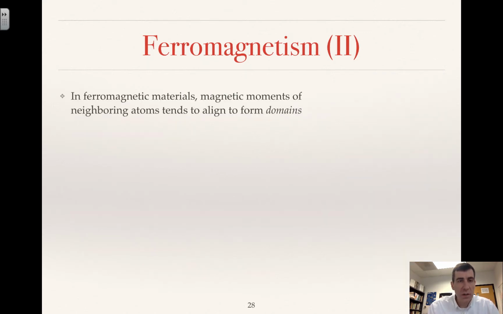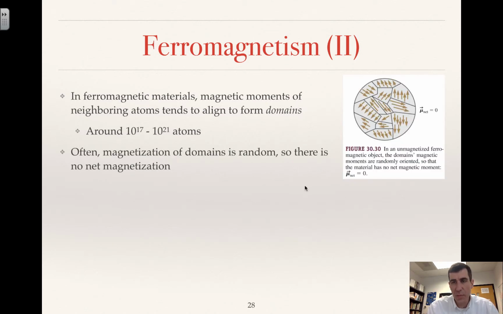In ferromagnetic materials, when you have a non-zero magnetic moment, the magnetic moments of neighboring atoms tend to all align with each other, and you wind up with regions called domains. Again, this is a fairly large number of atoms, 10 to the 17 to 10 to the 21, where all the magnetic moments for all those atoms in a single domain tend to line up with each other.